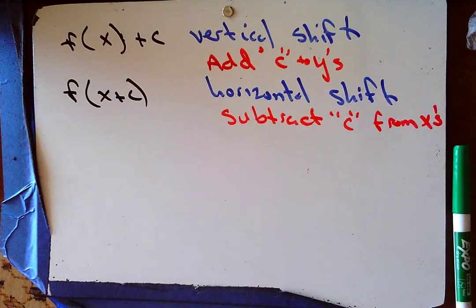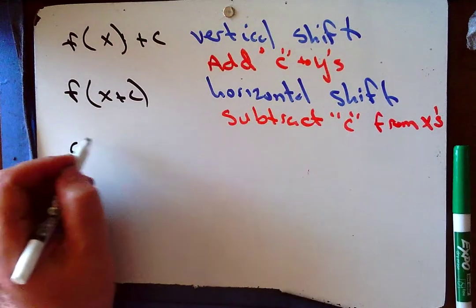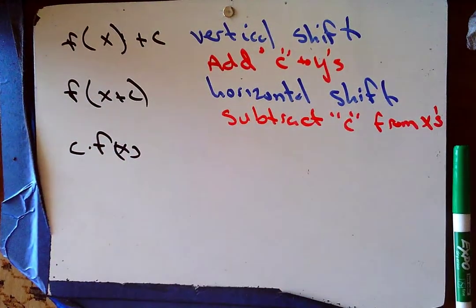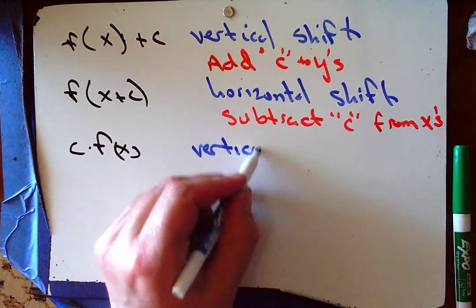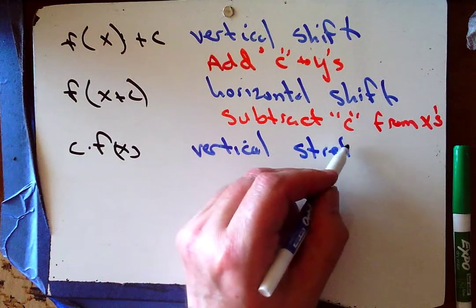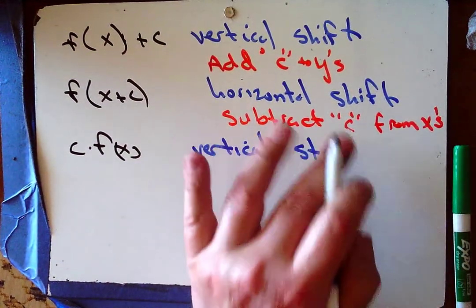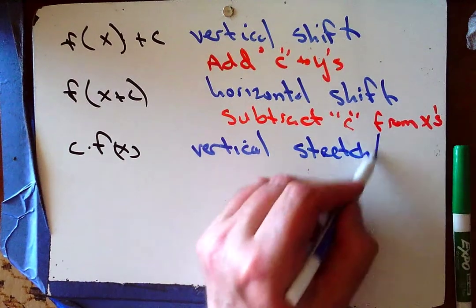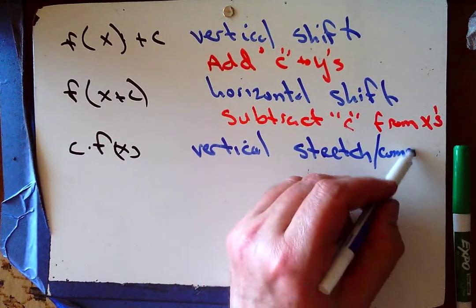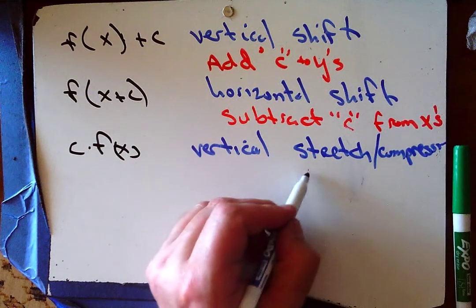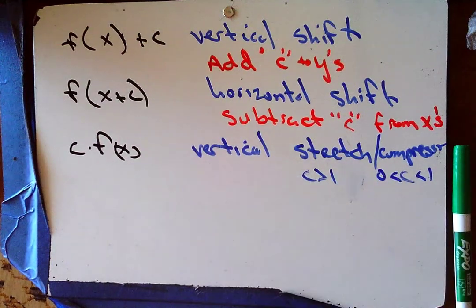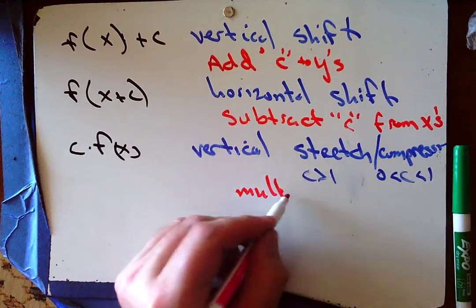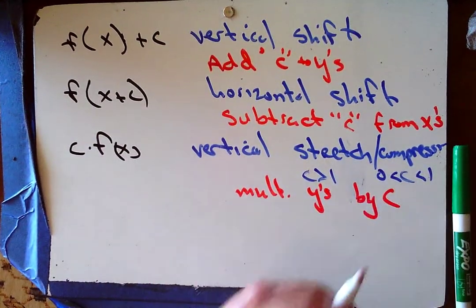Okay, next we've got c times f of x, and we know that's a vertical stretch or compression. It's a stretch for c values bigger than 1. It's a compression for c values between 0 and 1. And what do we do? We multiply the y's by c.